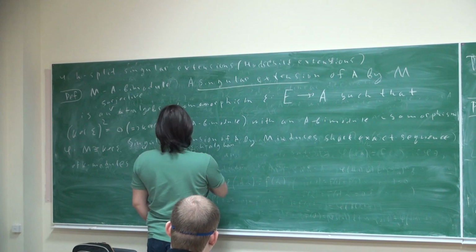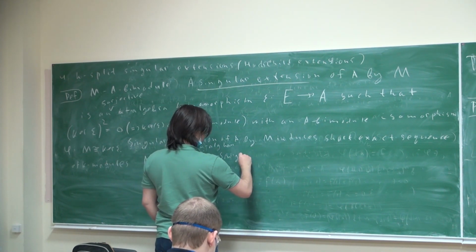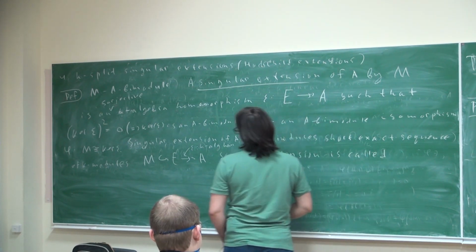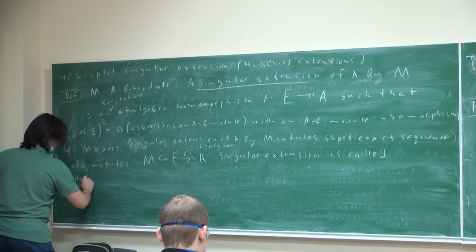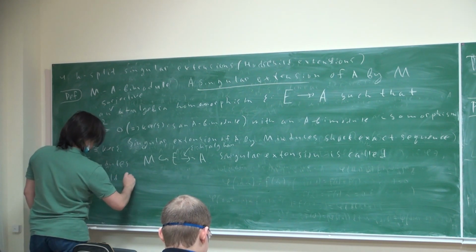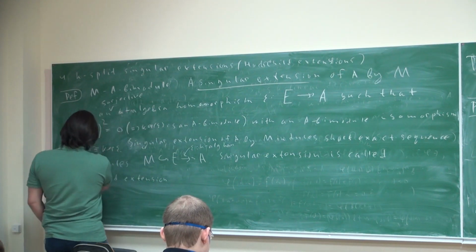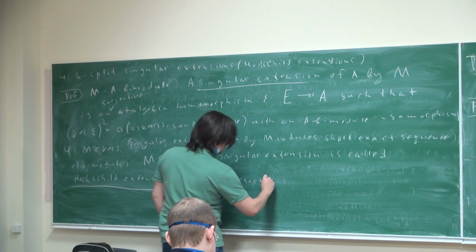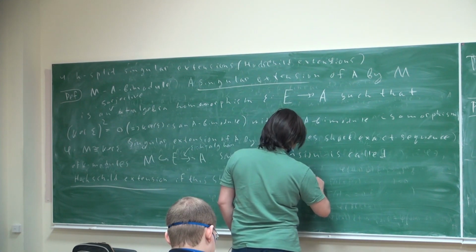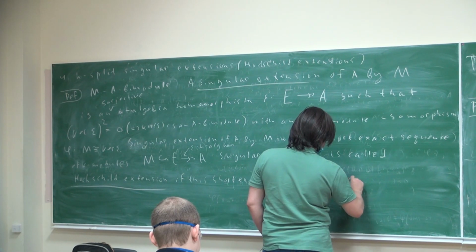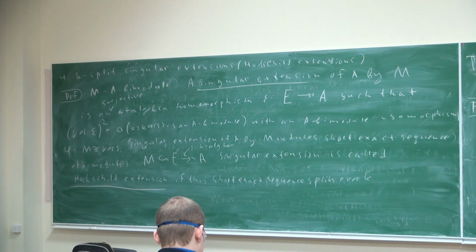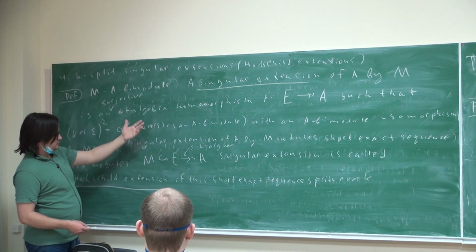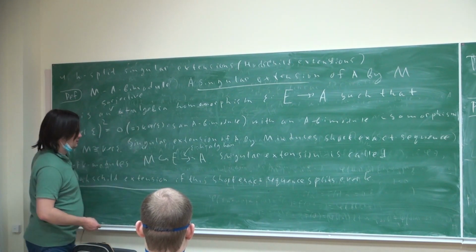And this extension is called a Hochschild extension if this short exact sequence splits over K. An extension determines a short exact sequence, and a short exact sequence, of course, determines an extension.